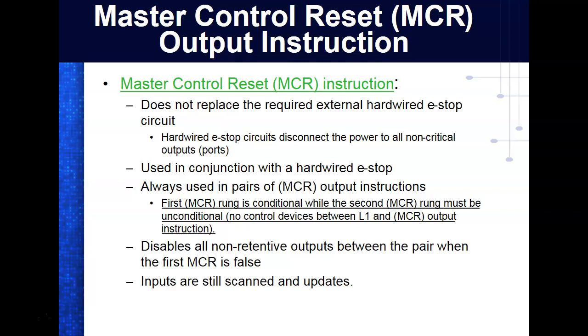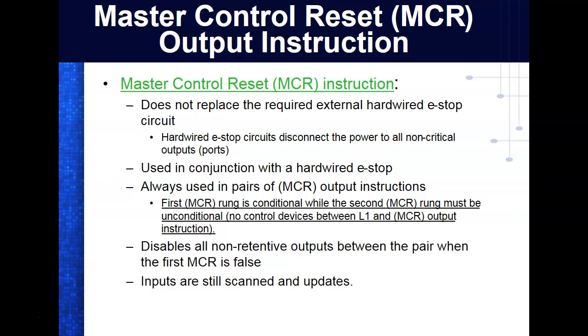In PLCs, what we normally try to do is reinforce the e-stop button with a master control reset. It does not replace the required external hardware e-stop. Hardware e-stop circuits disconnect the power to all non-critical outputs. We'll show you all the circuit. So we use this in conjunction with a hardware e-stop. We always use these in pairs. And you don't assign addresses. We just have one MCR up here.